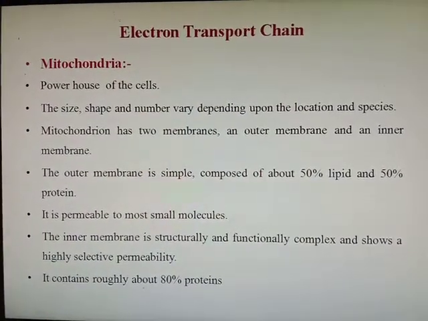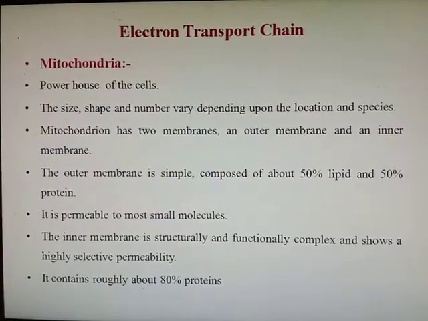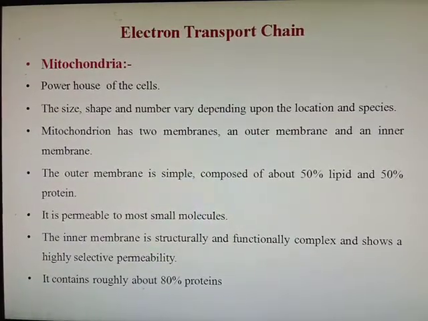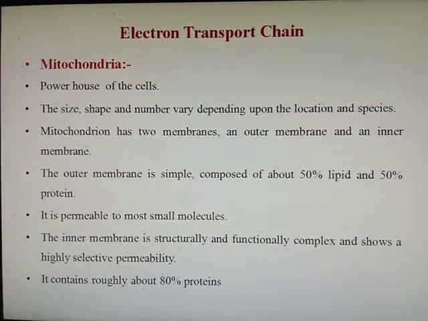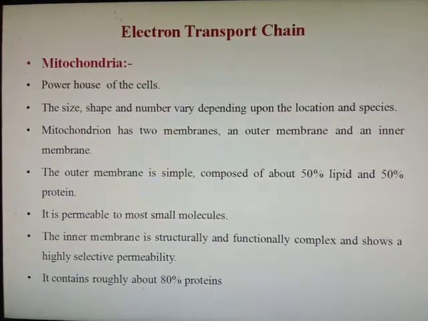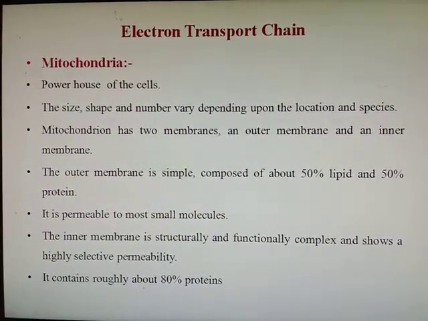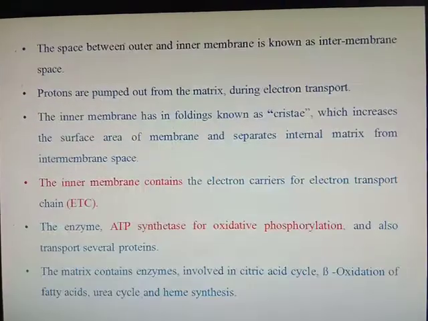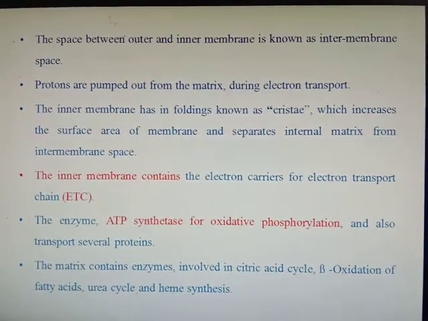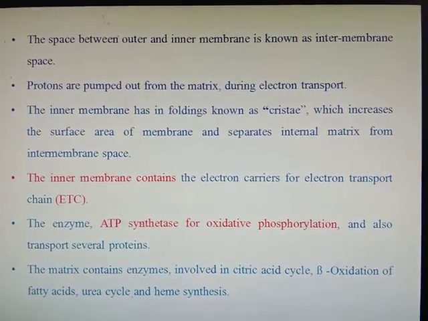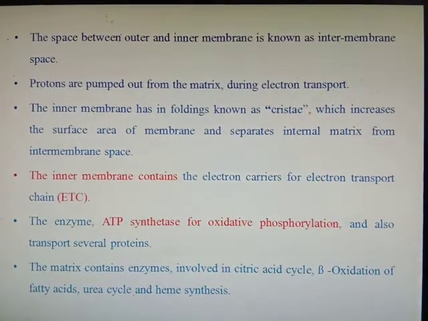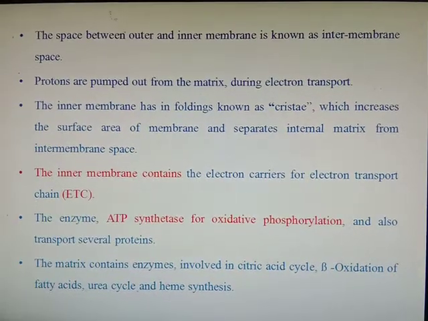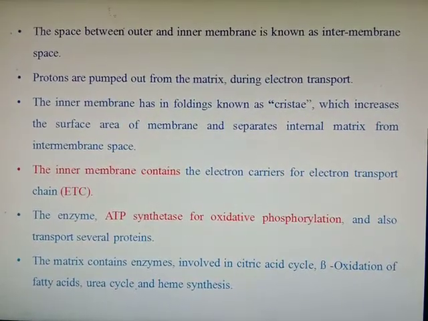Whereas the inner membrane is structurally and functionally very complex and shows very high selective permeability to particular molecules. The inner mitochondrial membrane contains roughly 80% protein and 20% lipid, whereas the outer membrane contains 50% lipid and 50% protein. The space present between the outer and inner membranes is known as the intermembrane space. Protons are pumped out from the matrix into the intermembrane space during the electron transport chain.